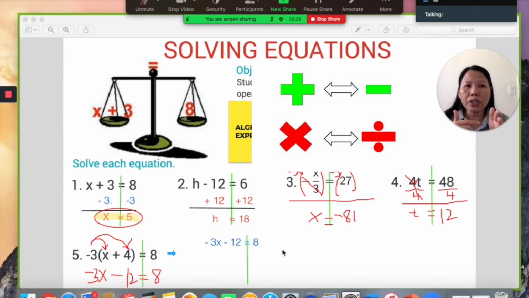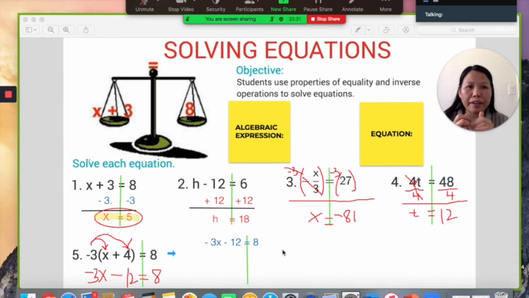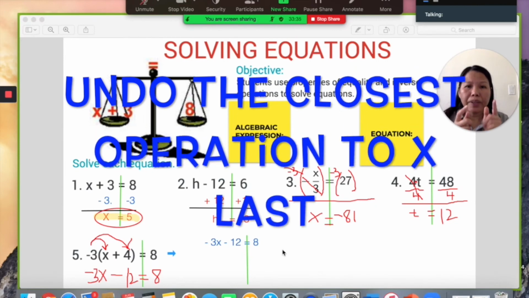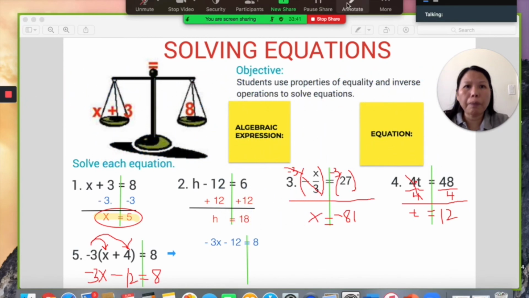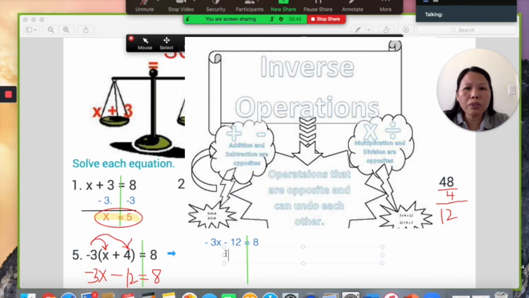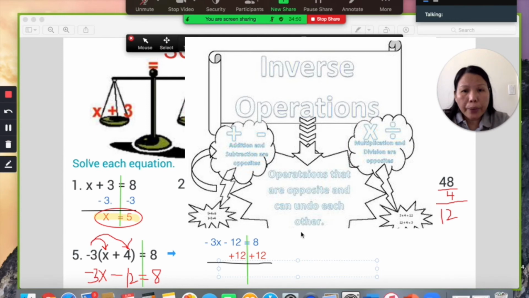Well, the closest one will stay last. So it's like my closest friend, the negative 3 multiplying x. I would undo that last. The negative 12 is a little bit farther away, minus 12. We will go ahead and undo that first. Add 12 to both sides. Adding 12 to both sides will get rid of the 12 on the left.